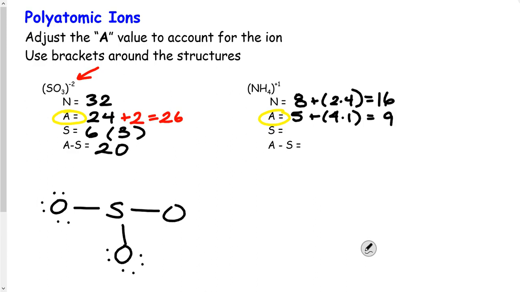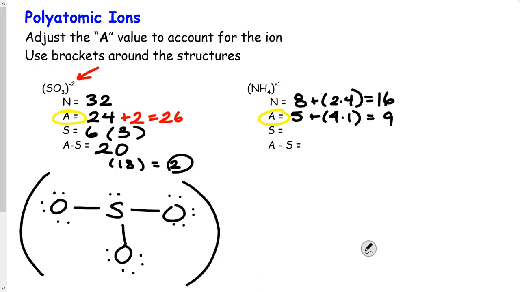20 lone electrons. Now to get it to an octet, each oxygen, they're all identical, needs 6. Placing the 6 electrons around the oxygens takes care of 18 of the electrons, but that means that we still have 2 left over. The remaining 2 will go on the central sulfur. With ions, we want to put our bracket around it and then indicate the ion charge, which in this case was the -2.